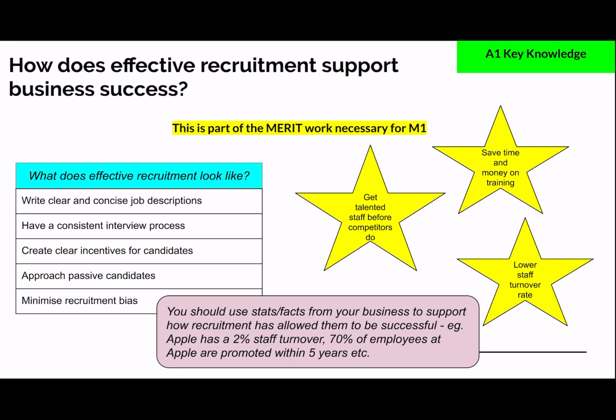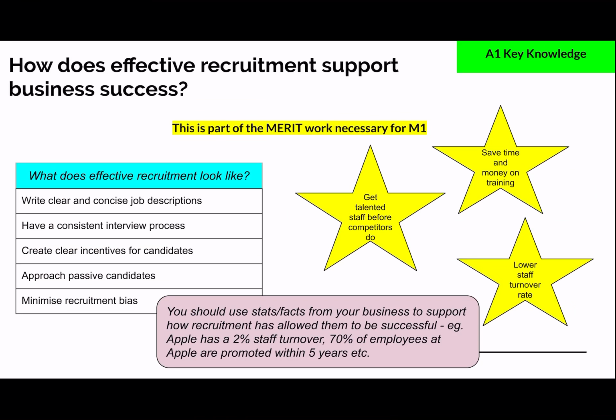It also can lead to a lower staff turnover rate. So this means that less individuals are leaving your organisation to work somewhere else. And often turnover can be a very good reflection on how motivated staff are. The higher the turnover, the less motivated the staff are. The lower the turnover, the more motivated staff are working in your organisation.